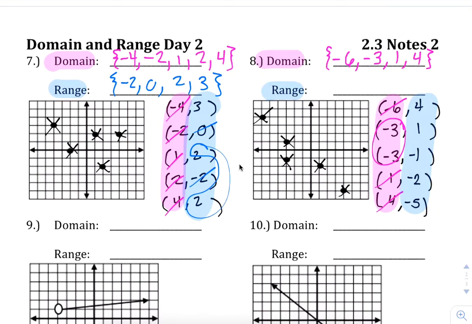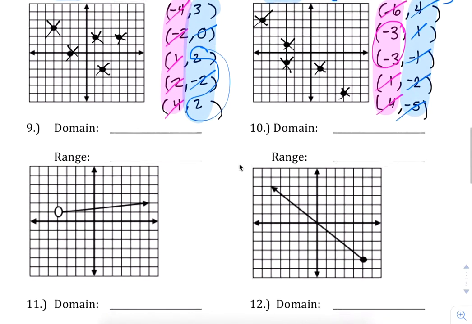Let's try number 8. My lowest number is -5. We're going -2, -1. 1 and -1 are different, so I can put the 1. And then 4 is my biggest y value. Problem 7 and 8 are done.